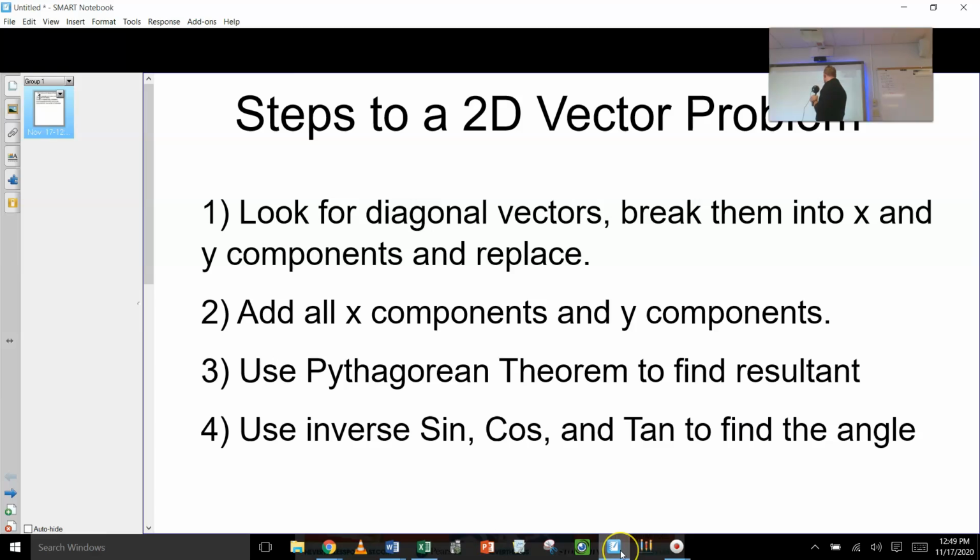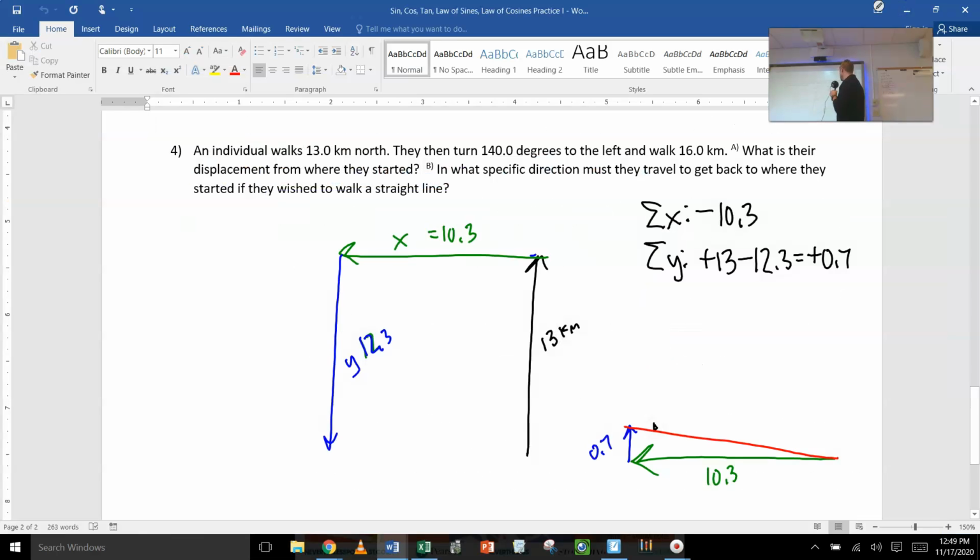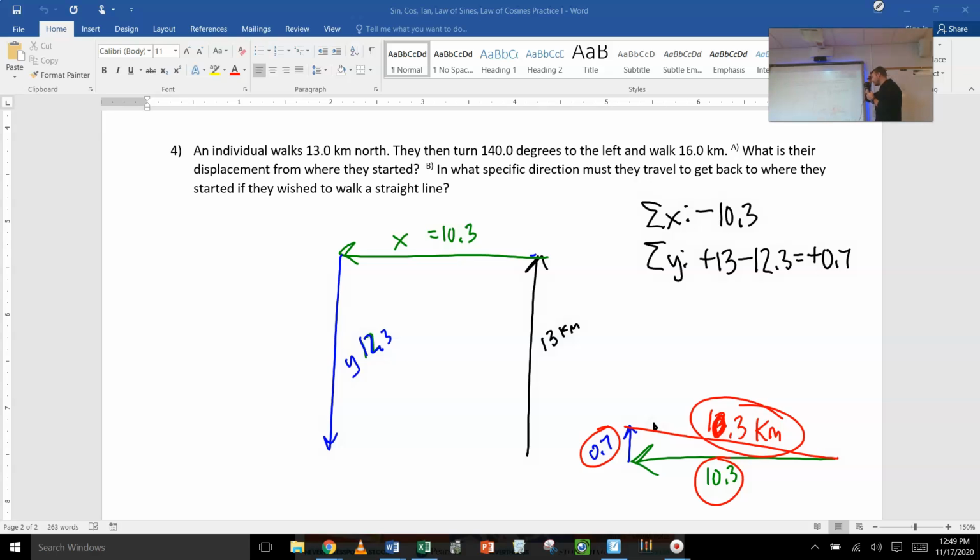So now I can find my resultant. I have added all the x's and y's, and now I'm going to use the Pythagorean theorem to find my resultant. So a squared plus b squared equals c squared, and with all of my significant figures, this ends up being 10.3 kilometers. How far away are you? 10.3 kilometers. That's kind of weird. And then what direction must you travel to get back?